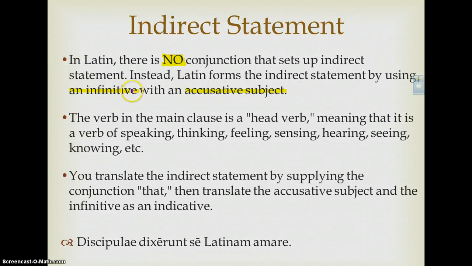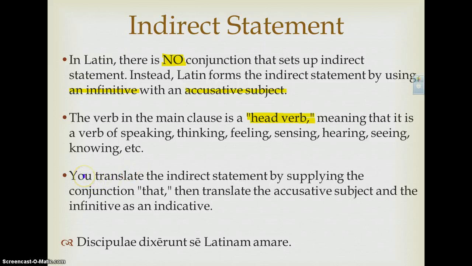One of the clues that you are going to see an indirect statement is that the verb in the main clause is going to be what we call a head verb, meaning it is a verb of talking, thinking, feeling, sensing, hearing, seeing, knowing, anything you can do with your head. That's going to set up indirect statement.